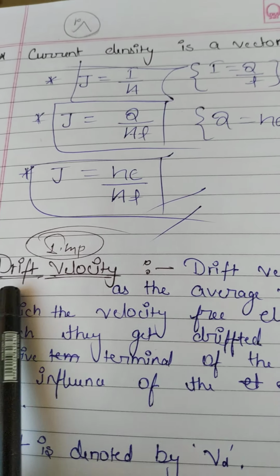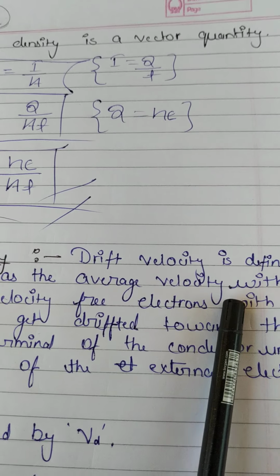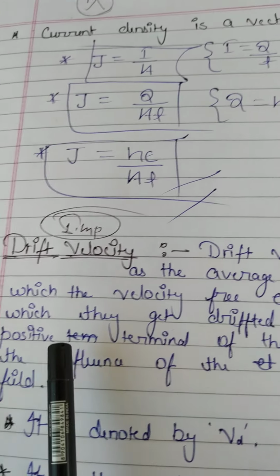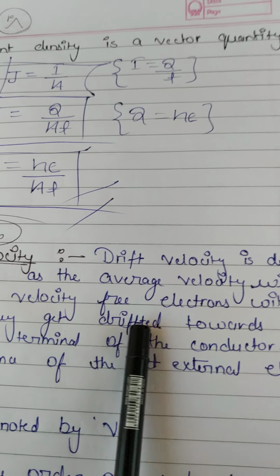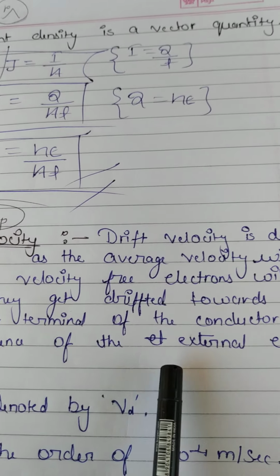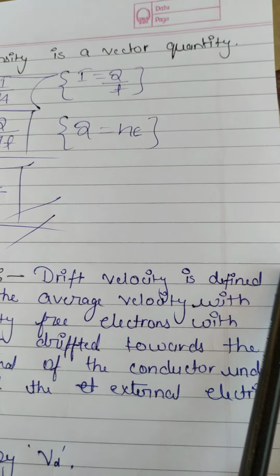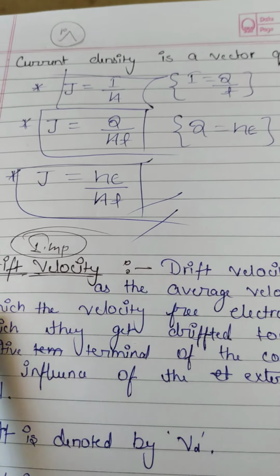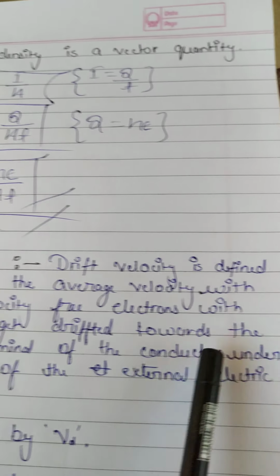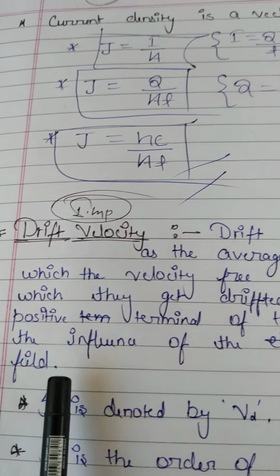Drift velocity, third topic, important. Drift velocity is defined as the average velocity with which free electrons get drifted toward the positive terminal of the conductor under the influence of an external electric field.